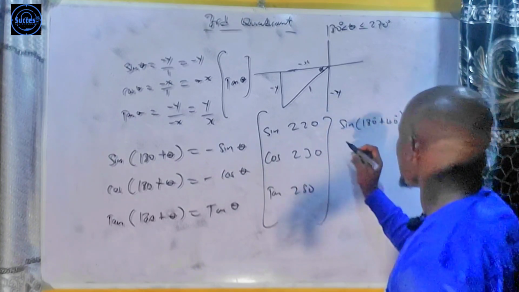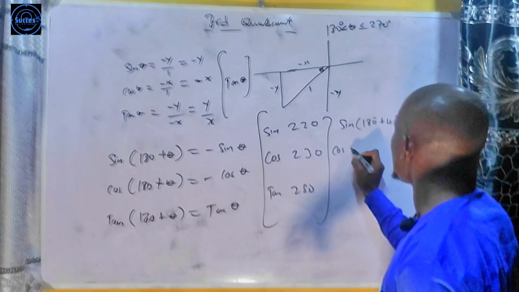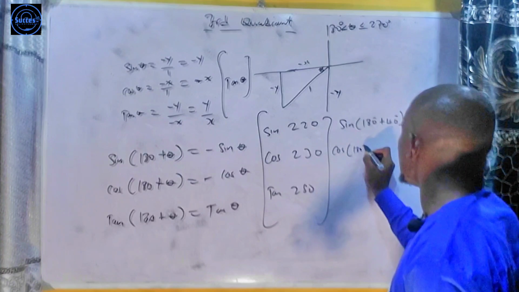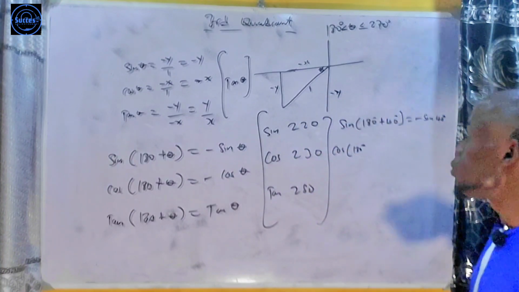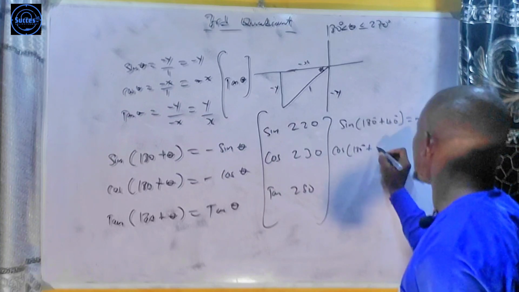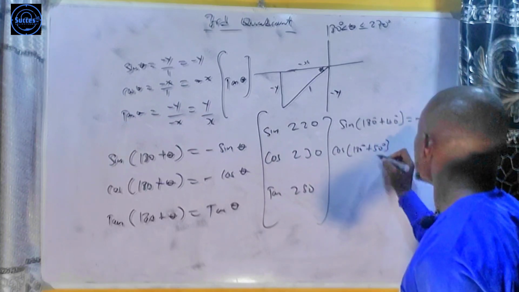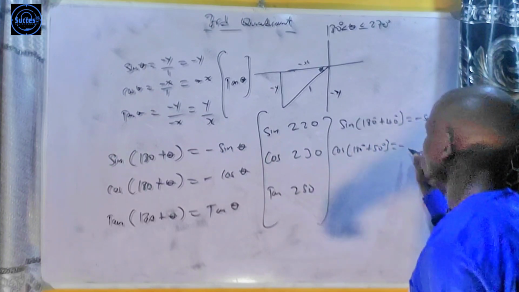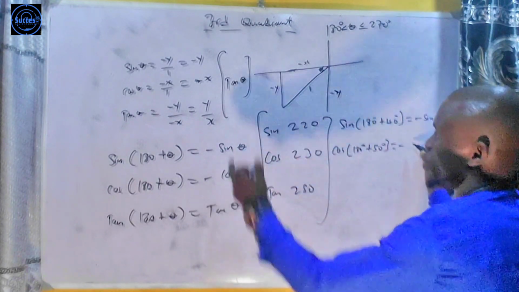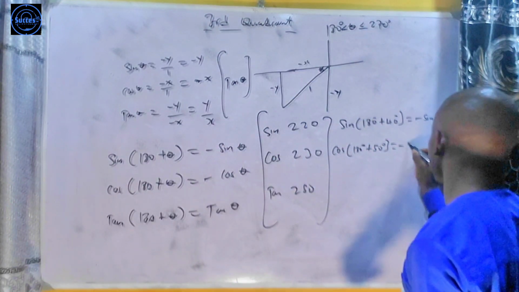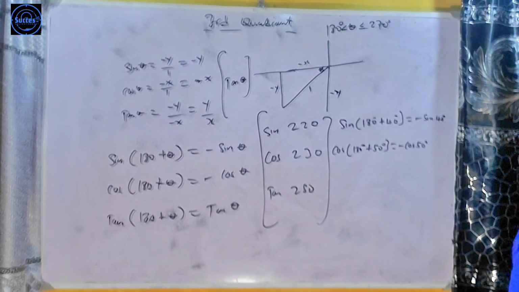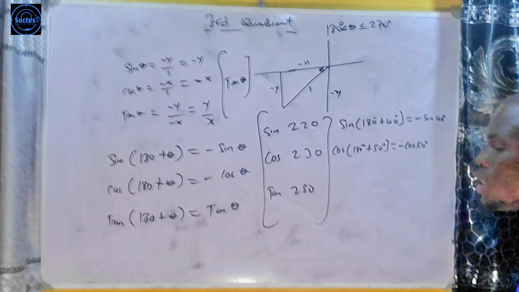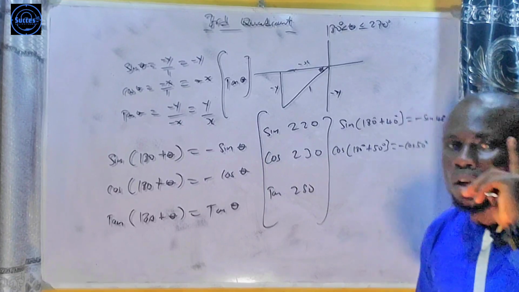Same thing with cos 230. So cos 230 is cos of 180 plus what? What do you need to add to 180 to give 230? That will be 50 degrees, plus 50 degrees. And don't forget it is minus here, so we have minus cos 50 degrees. This means that cos 230 degrees is equivalent to negative cos 50 degrees in the first quadrant.